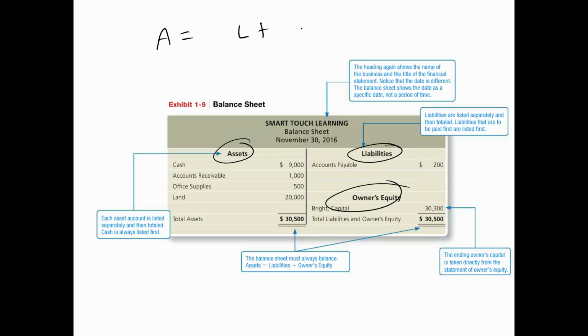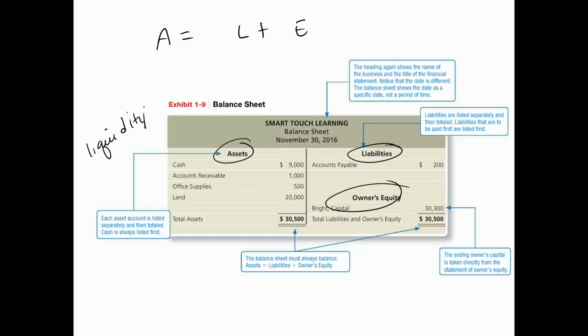Assets equal liabilities plus owner's equity. So the balance sheet really is the accounting equation. The assets are listed in order of what's called liquidity, so how fast it can be turned into cash. Cash is always listed first because that's the most liquid asset. Accounts receivable is next. Liquidity refers to how quickly you could turn it into cash, and accounts receivable are things that you are probably going to get paid in the next 30 days.